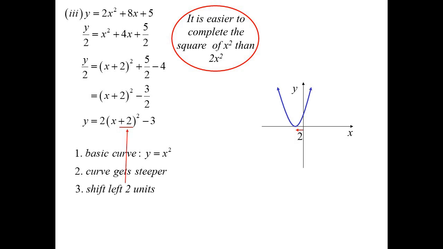Now I can see I've got a horizontal shift. I'm going to move it to the left 2 units. And I'm going to move this one down 3 units. And so that'd be my parabola. So that's the idea of translating. So moving up or down, left or right.